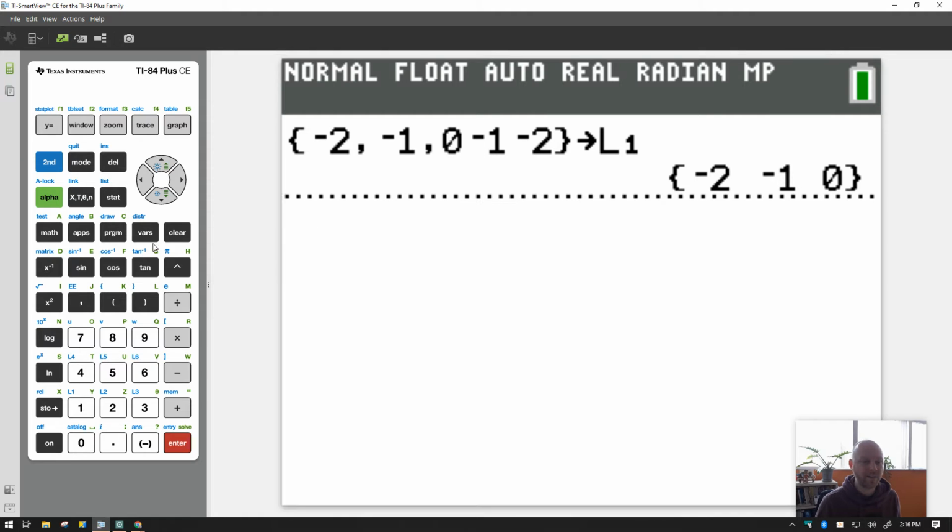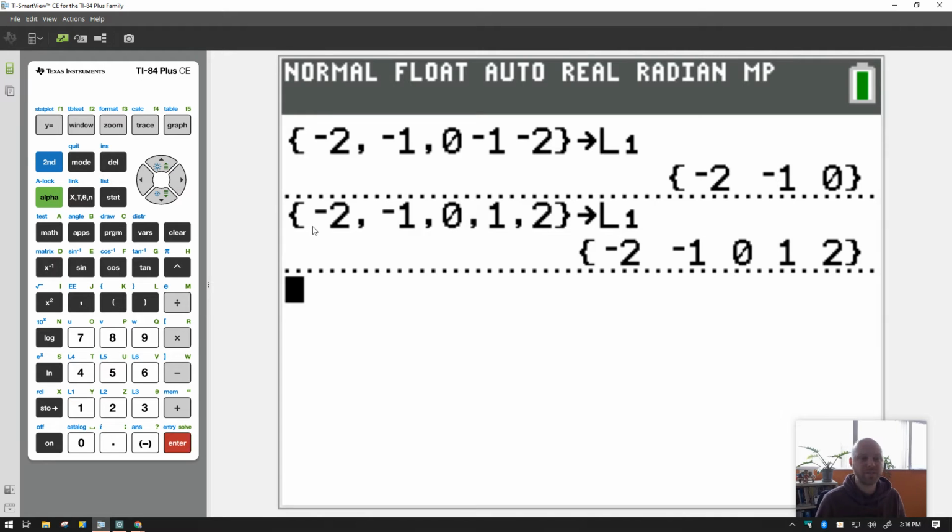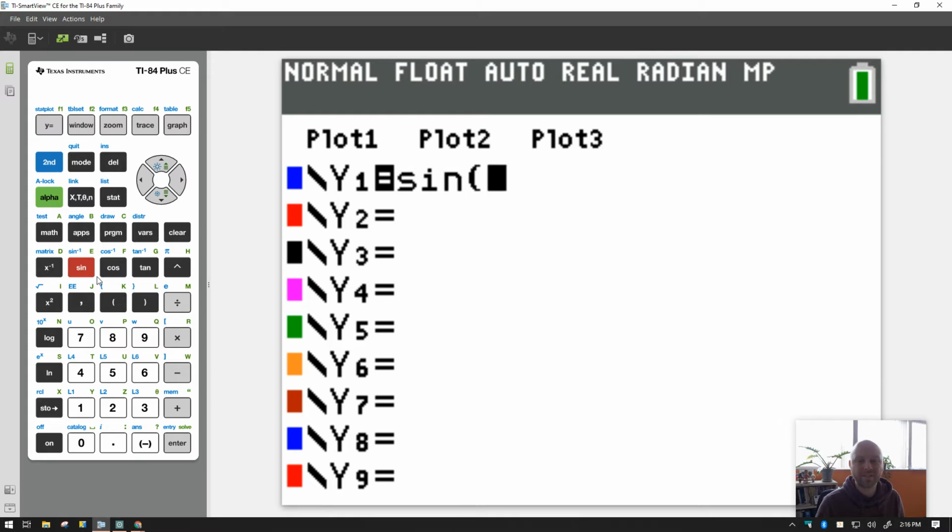Oh no, I meant a comma. I hit minus instead of a comma. I've got to try that again. Let's see, -2, comma, -1, comma, 0, comma, 1, comma, 2. That's better. Second brace, and then store that as L1. Enter. Okay, there we go. There's 5 different numbers. And if you go to Y1, you can graph sine of x plus just L1. And what it's going to do is give us that whole family.